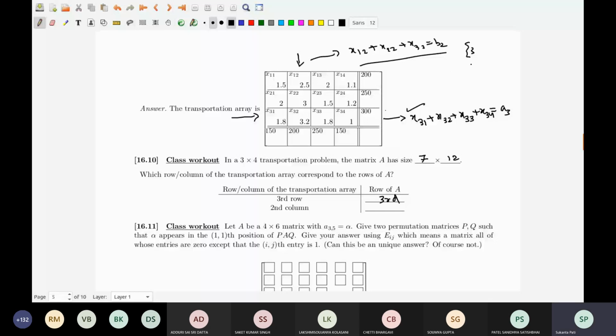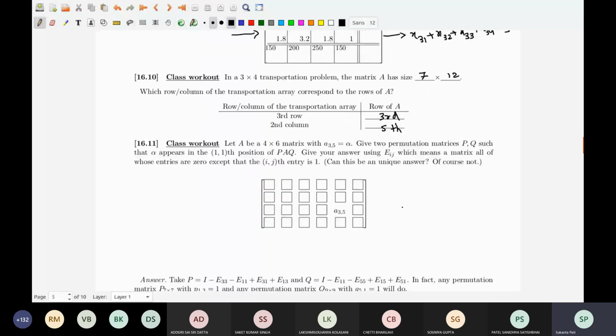The 3 rows are gone, and then one more row gone for writing the constraint for sink 1. This is for constraint 2. So this is number 5, the 5th row.